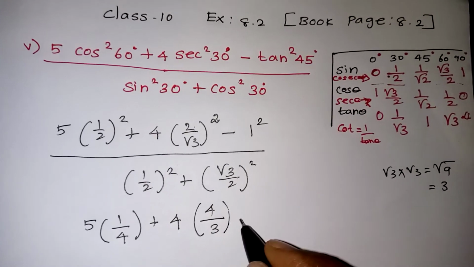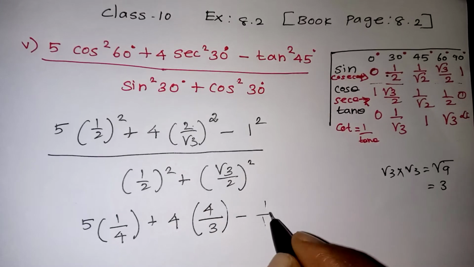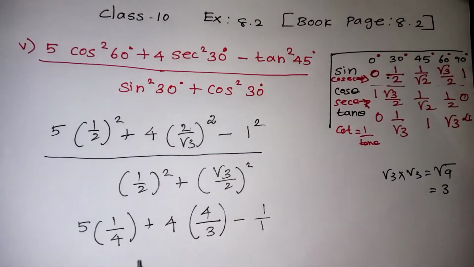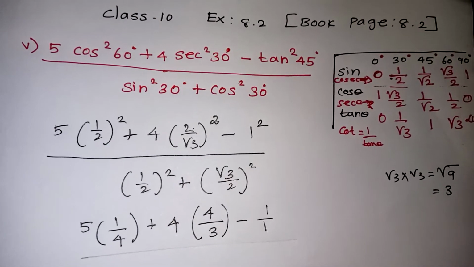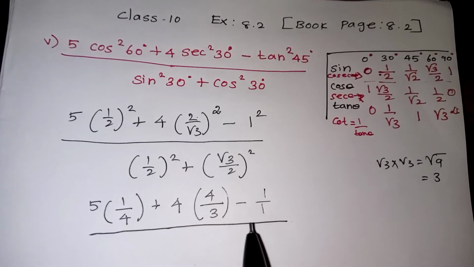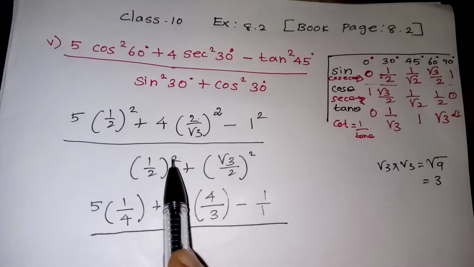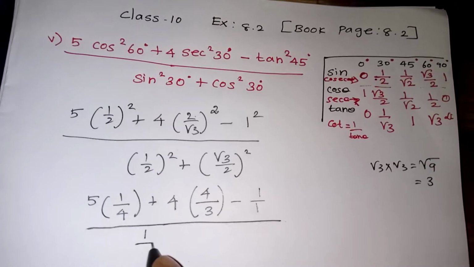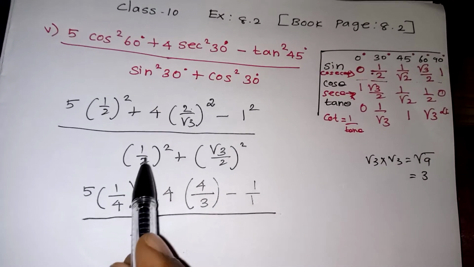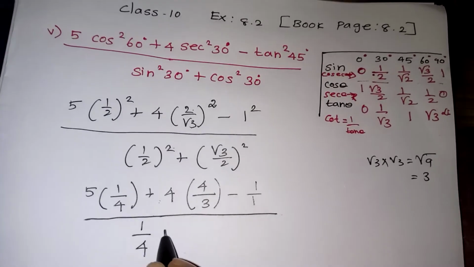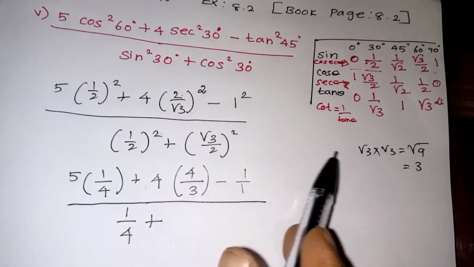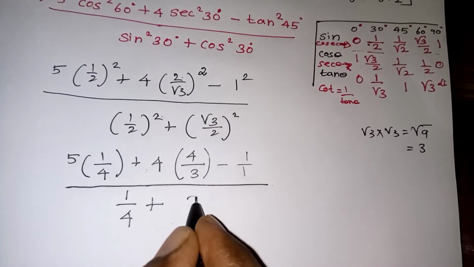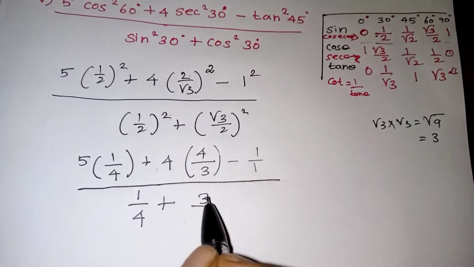So 4 by 3 minus 1 by 1 we can write it. Because there is no denominator, we are taking it as 1. So here let's do the simplification. Denominator, when the square will be going inside, so 1 square will become 1. Here the denominator also will become the square, so 2 square will give you 4. This plus sign, root 3 square value is 3. So numerator will become 3. 2 square will become 4.